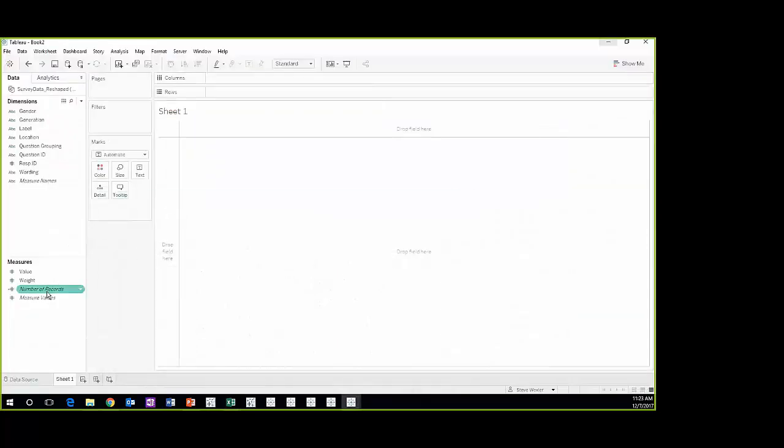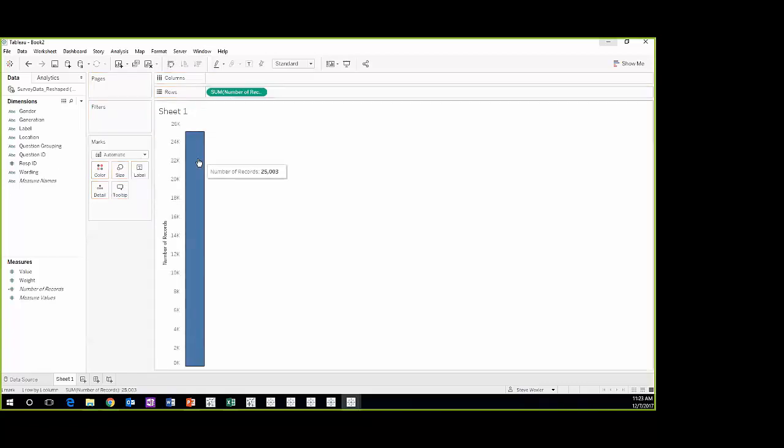But if I say, hey, how many records do I have? It's like, oh my gosh, what happened? 25,003? That's because when I reshaped the data and took that wide data, all those columns, and added all those rows, it added a whole lot of rows. So I can't just say, hey, how many people took the survey, and sum up the number of records.